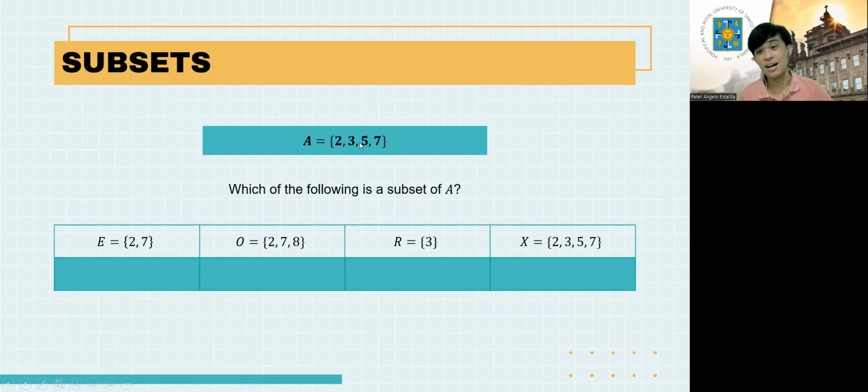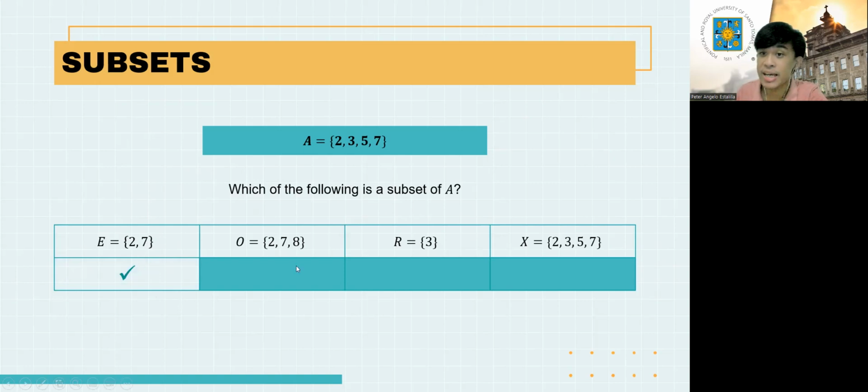So given this set A, 2, 3, 5, 7, which of the following is a subset of A? Alright, sige, sabayan niyo ako. Let's start with set E, 2, 7. If you think this is a subset of A, just shout S. And then if not naman, N. Alright, kapag subset S, kapag not N. 2 and 7. Si 2 and 7 ba? Lahat ba? Pareho silang dalawa ay nasa A? Yes, that's correct, Gerald. So this is a subset of A.